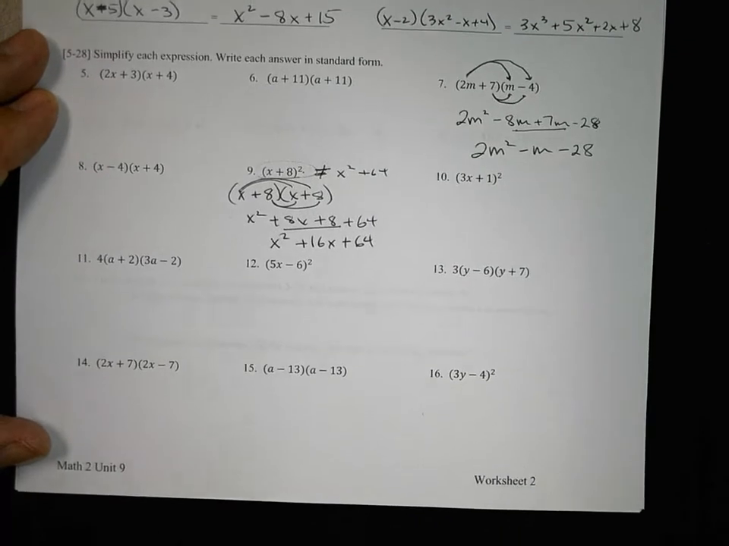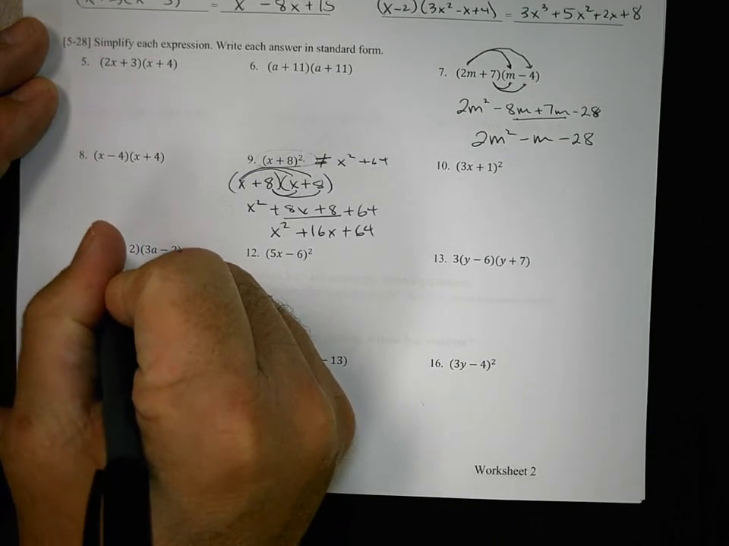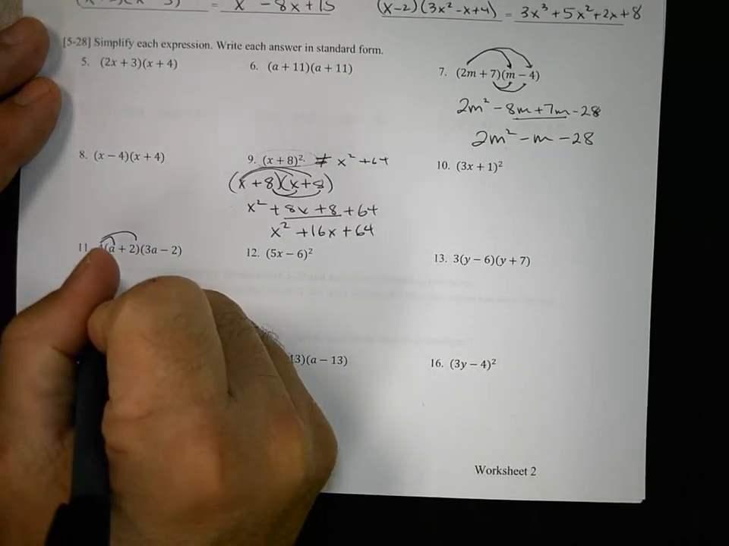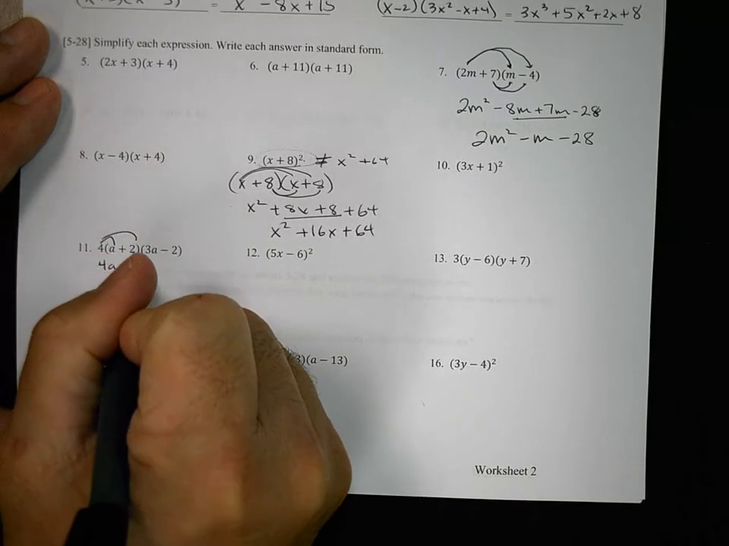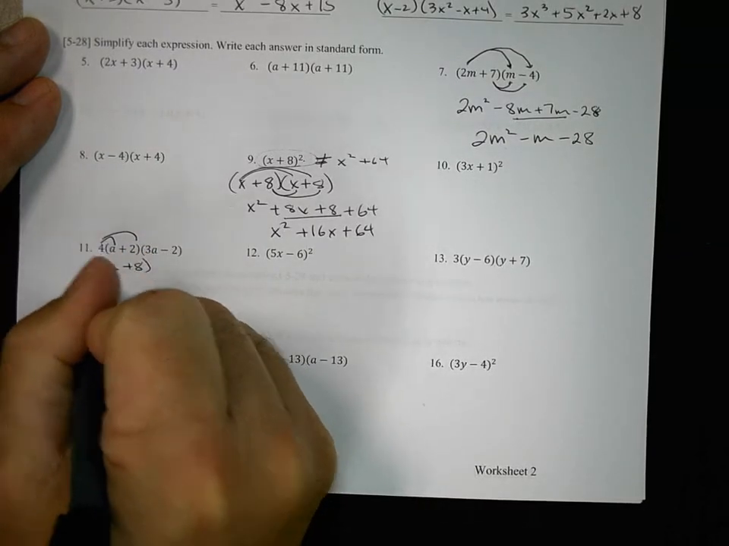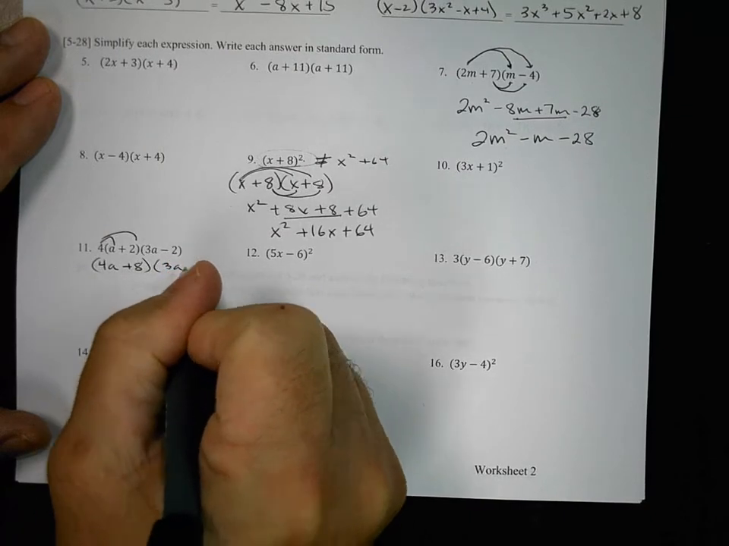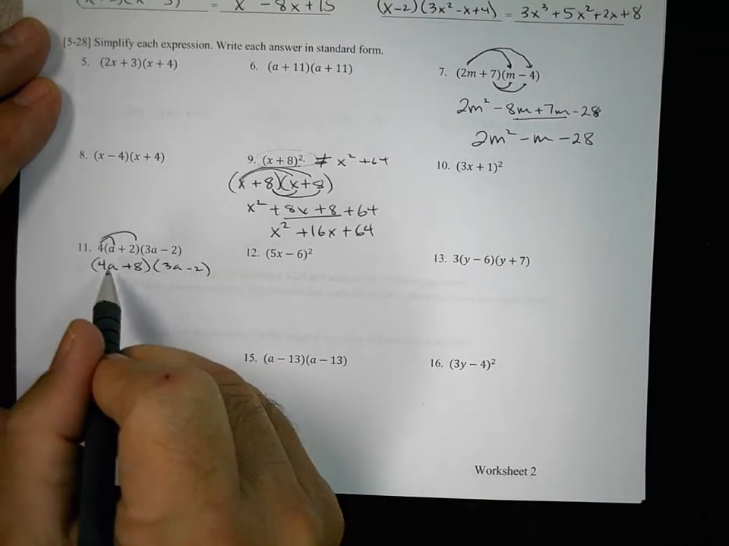Okay, number 11 is a good one to cover. We're going to distribute that 4 in first, so we get 4 times a is 4a, and 4 times 2 is 8. And now we're ready to multiply the two binomials together.